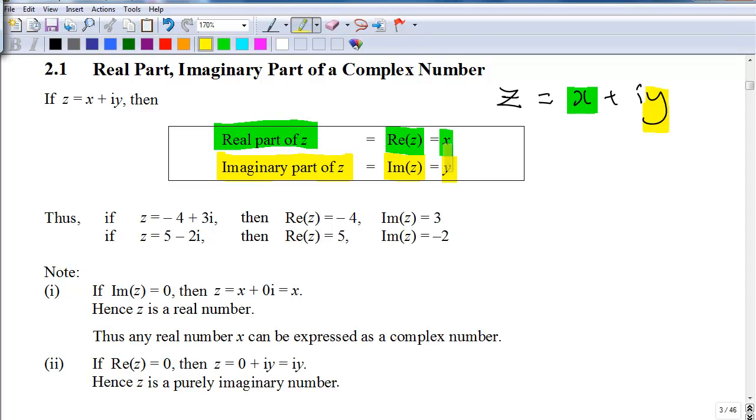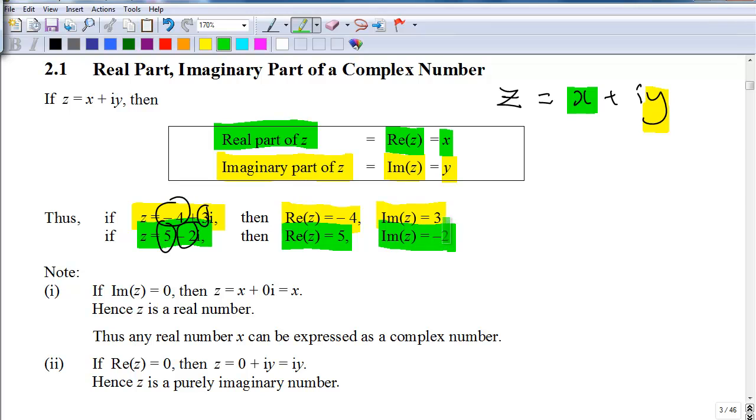Let's use numerical examples to highlight this. If Z is minus 4 plus 3i, then the real part of Z is just minus 4. The imaginary part of Z is 3. So we write Re(Z) is minus 4, Im(Z) is 3. If Z is 5 minus 2i, then the imaginary part of Z is minus 2, and the real part of Z is 5. And we write Re(Z) is 5, Im(Z) is minus 2.